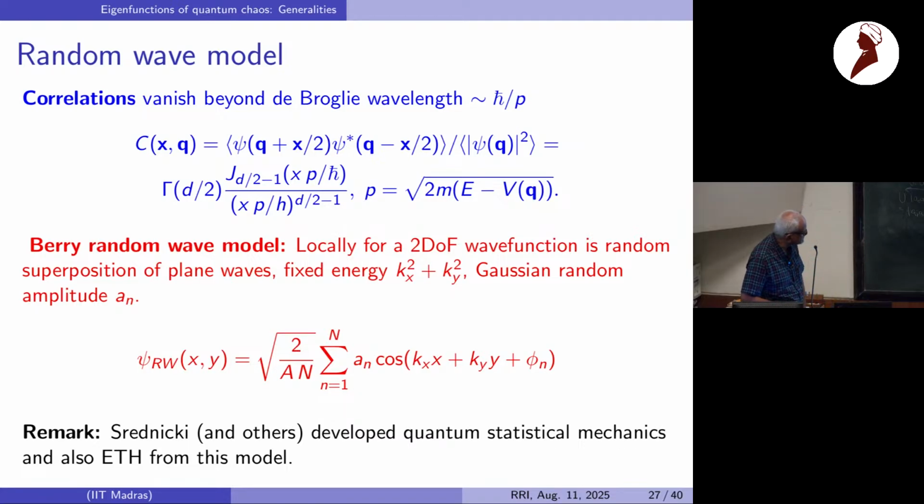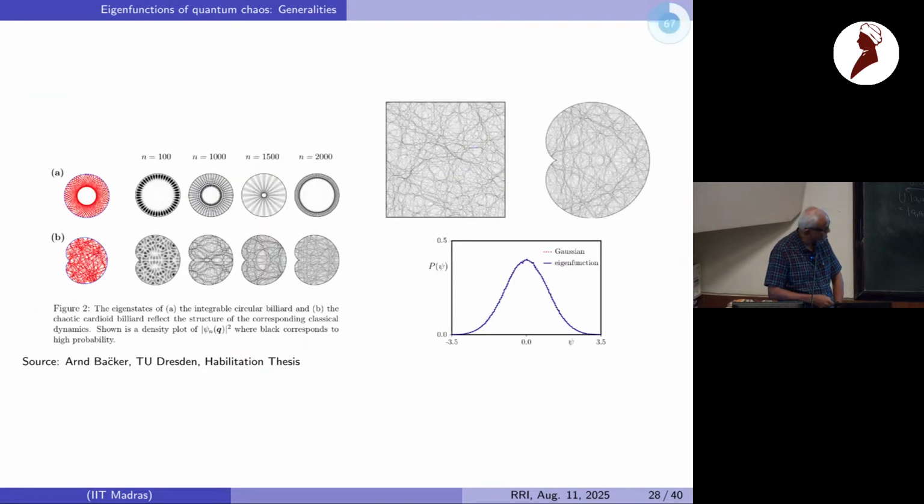And in fact, a remark is that people like Srednicki and others developed quantum statistical mechanics from such innocent assumptions. And the eigenstate thermalization hypothesis also kind of started from these kinds of models.